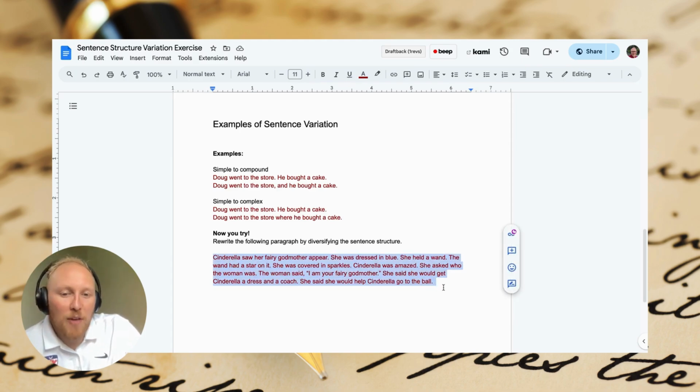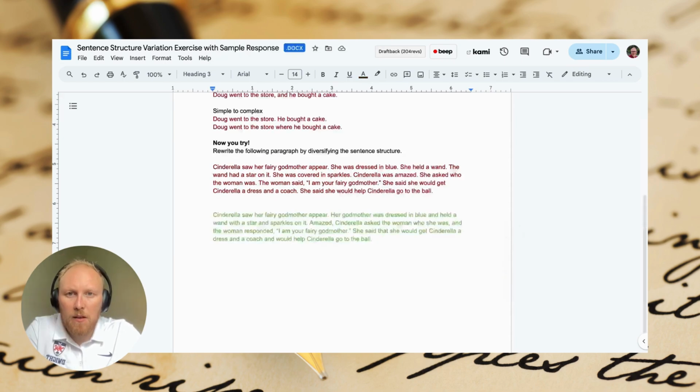So here's a sample. If you want, on your own, you can try to rewrite this string of simple sentences for yourself. I'm going to show you a sample of how you could rewrite this. So if you want to practice on your own, pause the video for just a second. Okay, here's just an example of what this could look like.